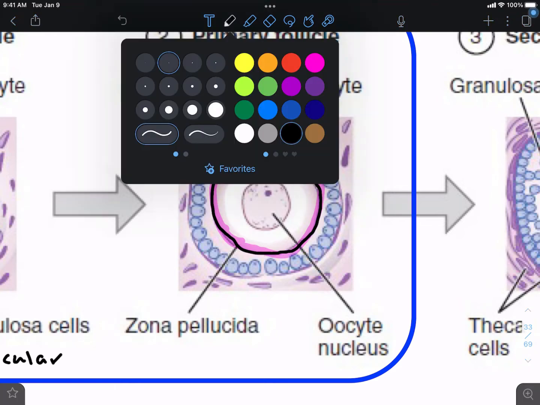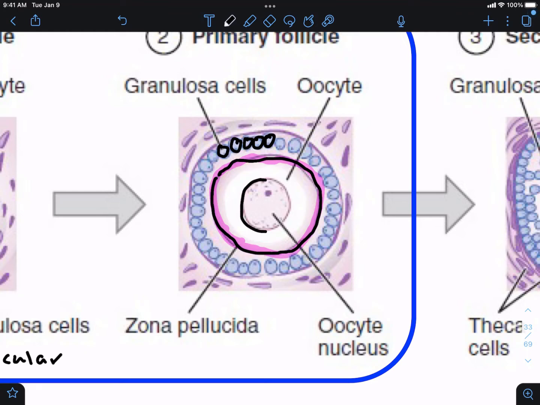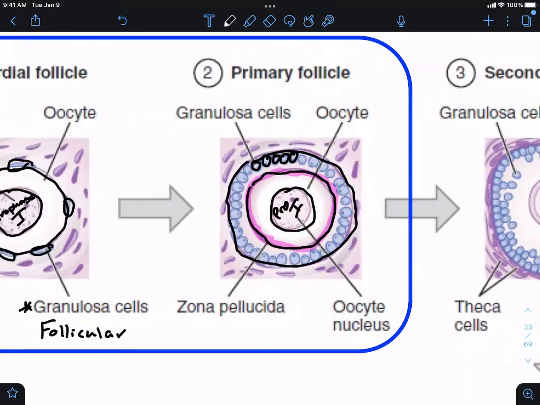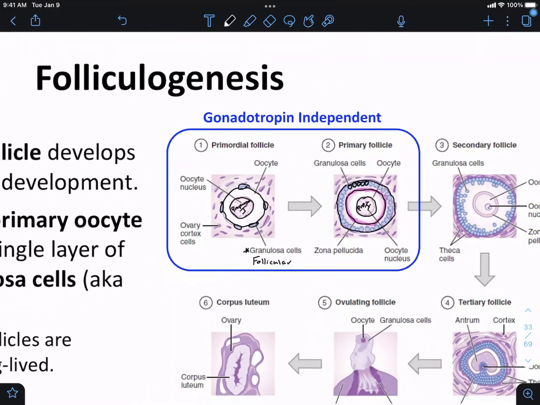Again, remember that we're still in prophase 1. So I'm just going to write pro 1 as a reminder there. These follicular cells create the formation of what we collectively call the follicle, which includes the oocyte and the layer of the follicular cells.